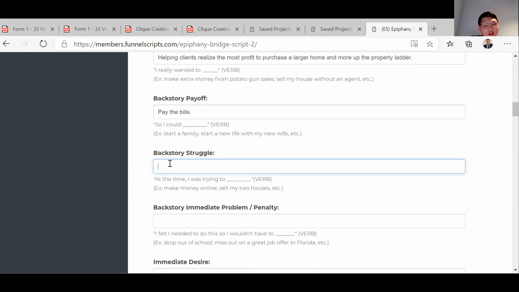So at the time, what were you trying to do to help him realize the most profit by purchasing your property? Were you trying to help him build wealth? Where are you trying to help him? I'm not sure. Because you are dealing with him, what were you trying to help him with at that time? Oh, well, he was overseas. Oh, he was overseas. Yeah.